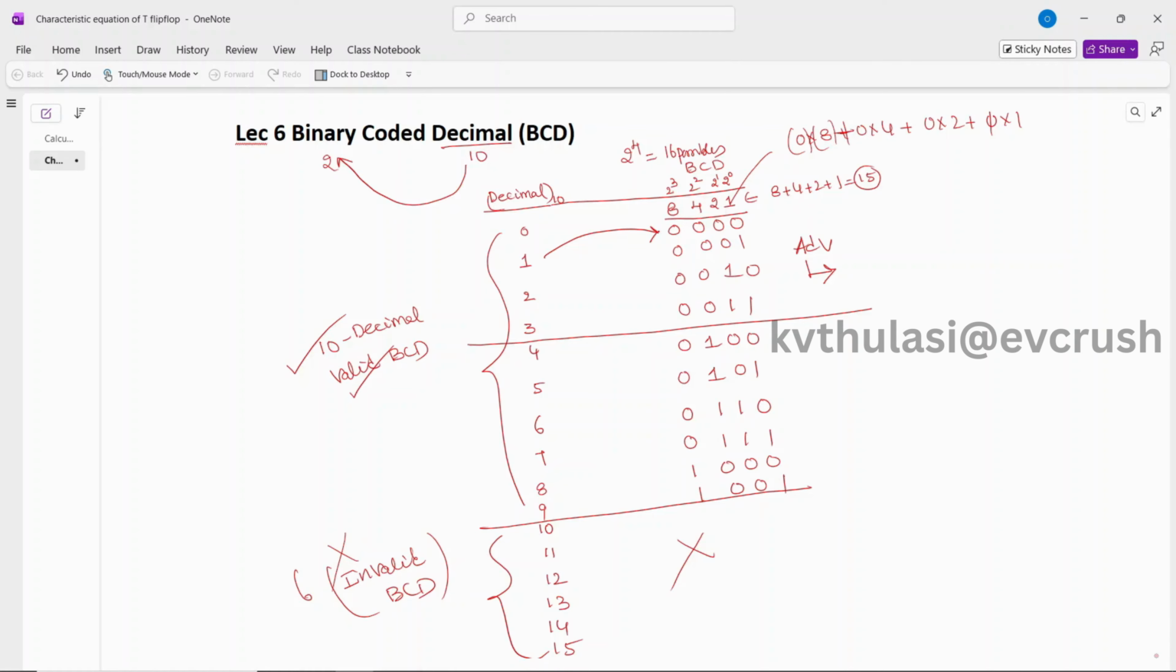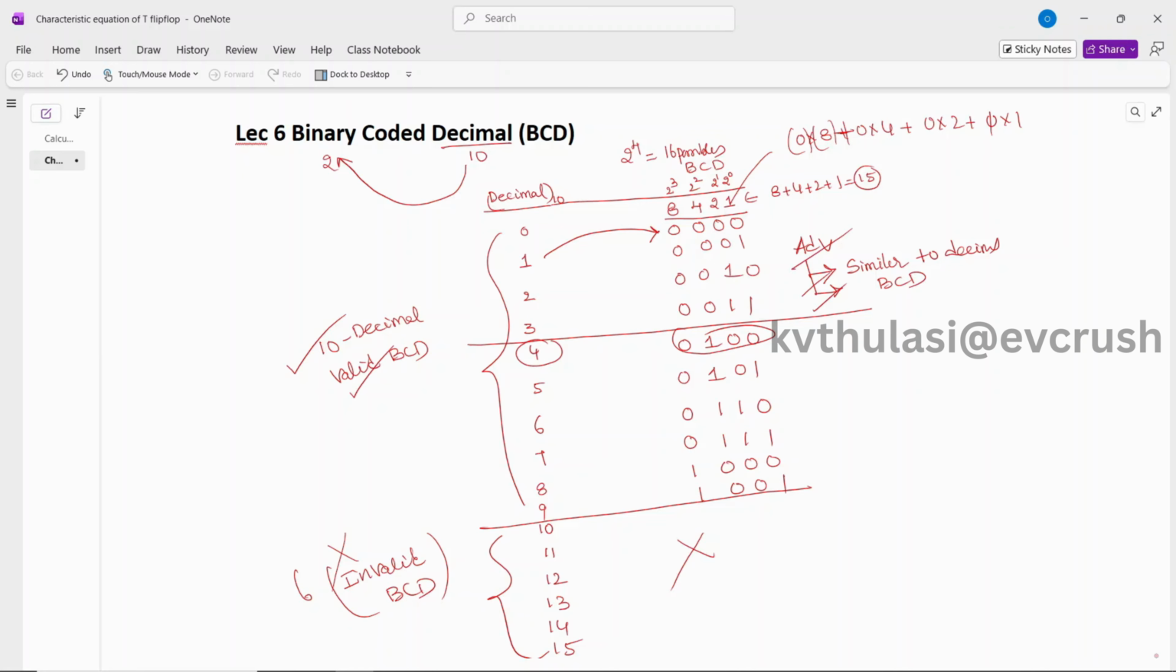Now coming to the advantages, BCD is very similar to the decimal numbers. How we have written here, just by multiplying the weights of these binary numbers, we will get the decimal number. So we need to remember: if anyone says 4, you have to remember 0 1 0 0. If anyone says this, you have to remember the equivalent BCD code. This is very easy to remember also.